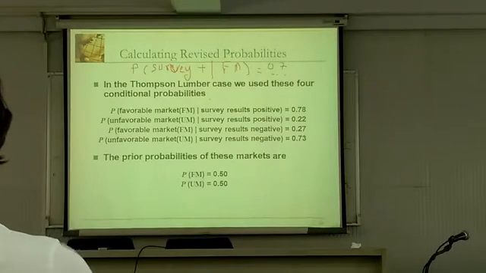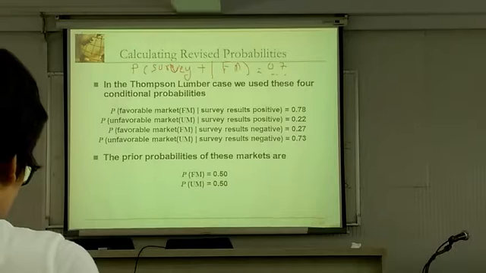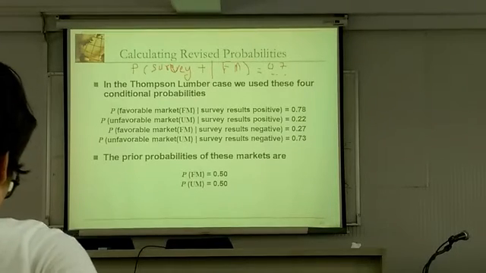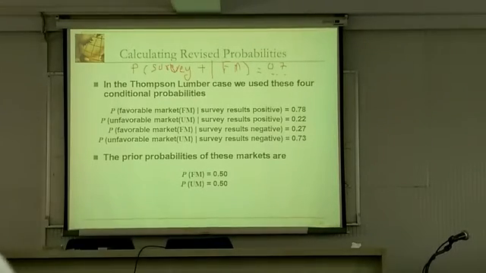So, I'll probably give you this probability. I'll give you the probability the survey will be positive given the market is favorable. So, why can't we use this probability? Why do we have to use the probability that the market is going to be favorable given the survey is positive?